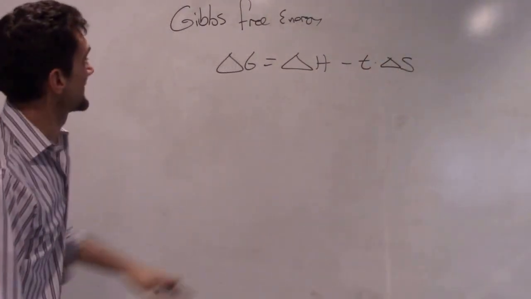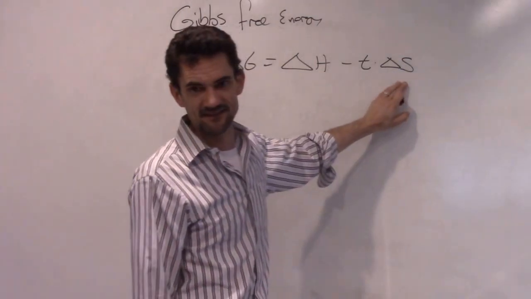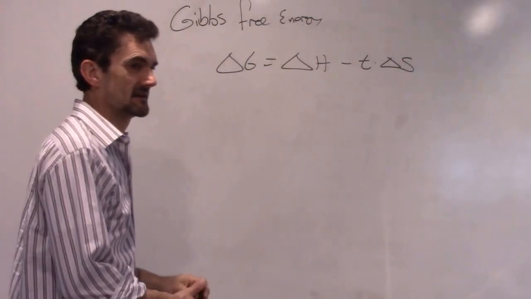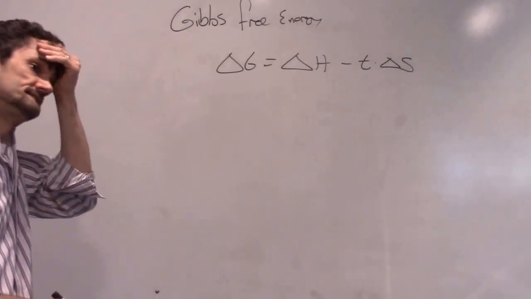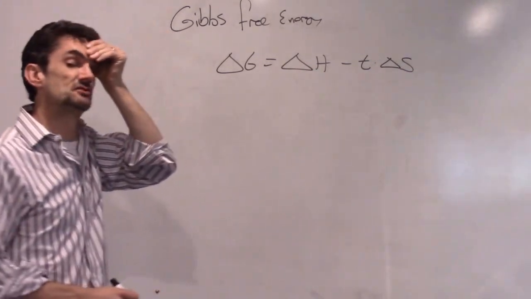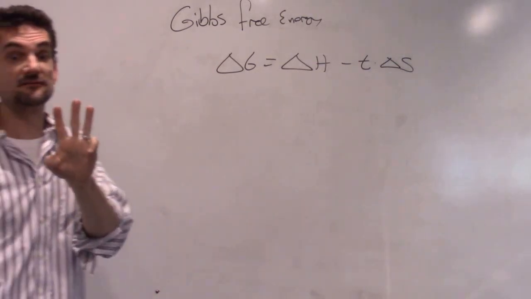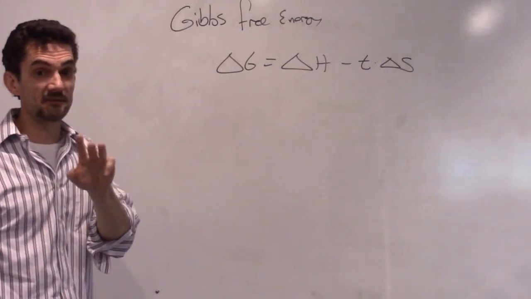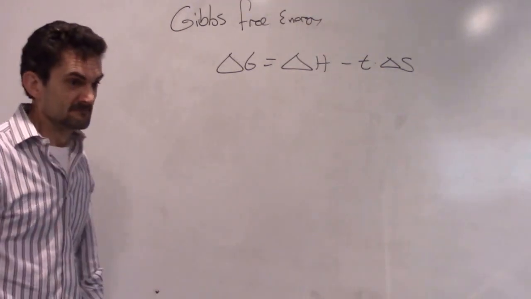They gave us delta H. They gave us delta S. What is delta S, incidentally? Delta S is measuring the entropy of a chemical equation. Yeah, delta S is entropy. We're doing Gibbs free energy now.